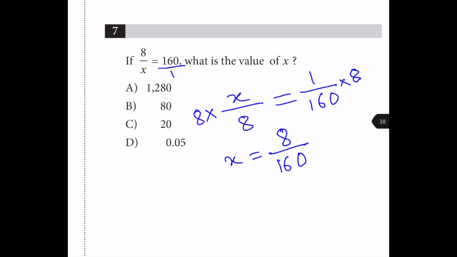Before you do anything else, you actually already have the answer. If you look at the options, all of these are above 1, right? But 8 over 160 cannot be above 1. That means it has to be a decimal value. That means D is the answer.